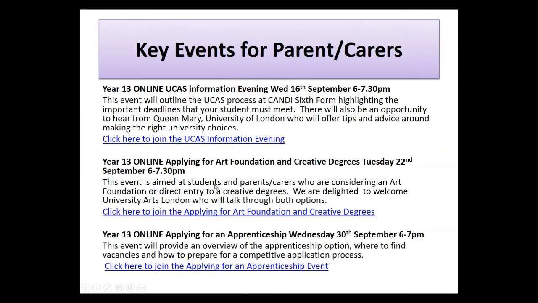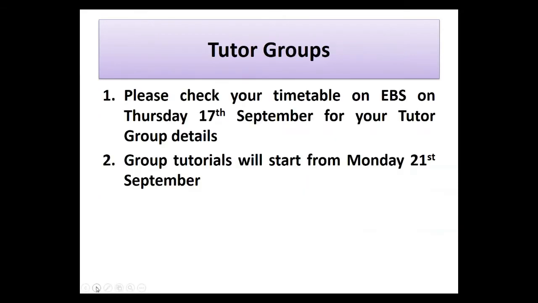Again, I did send this in an email to all students, but just to remind you, there are key events for parents and carers coming up. So the UCAS information evening is tomorrow, 6 o'clock to 7:30. We've also got an online event for students applying for Art Foundation and creative degrees. So that's next week. And then there's also an event for students applying for an apprenticeship. And I know a lot of you might be applying for an apprenticeship and UCAS, and that's fine. So obviously parents can attend both of those.